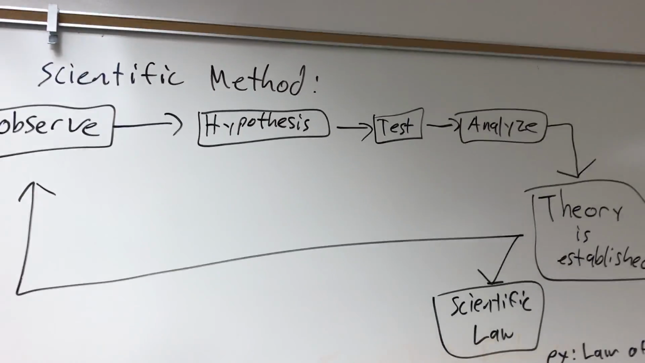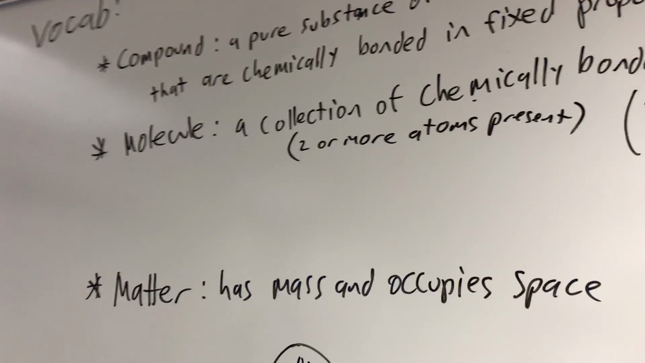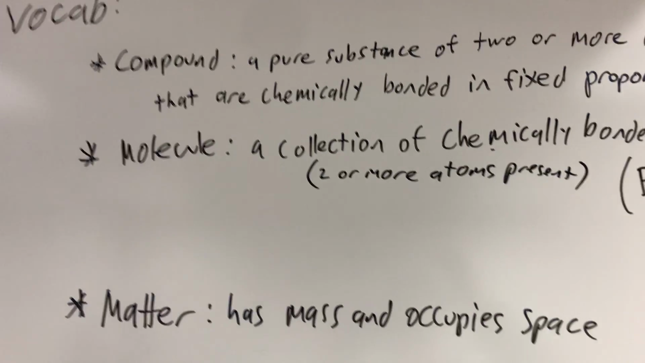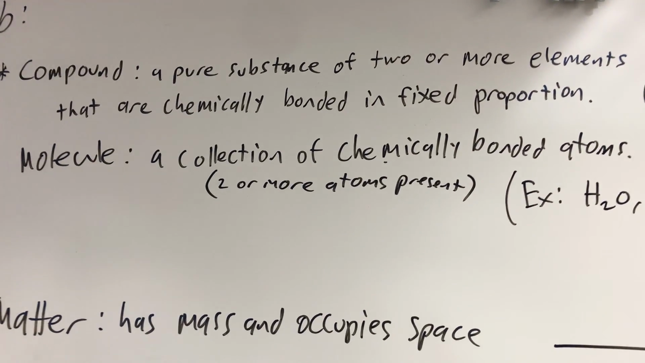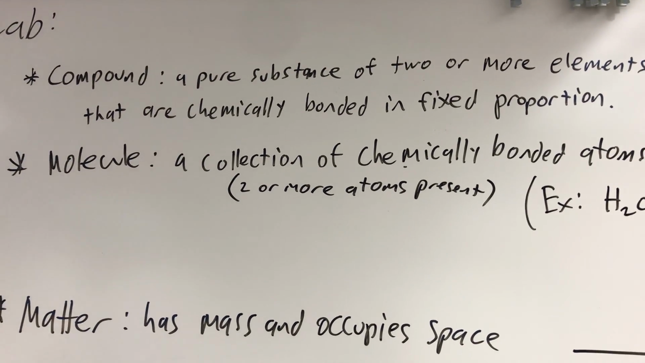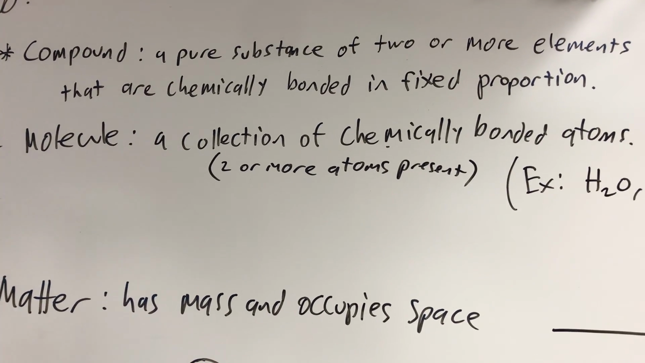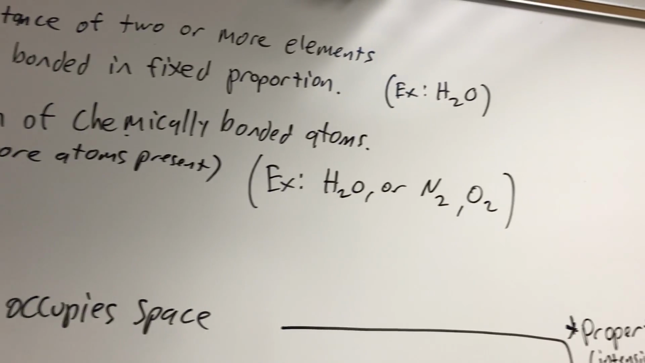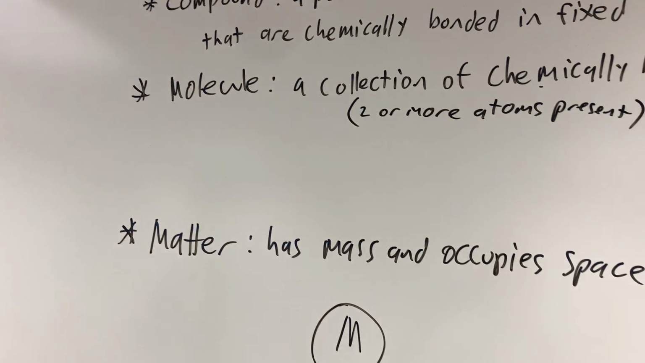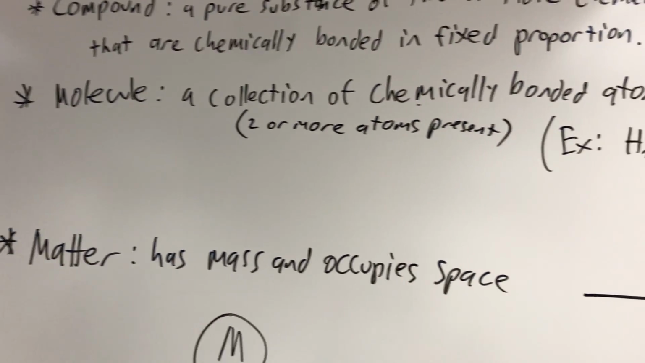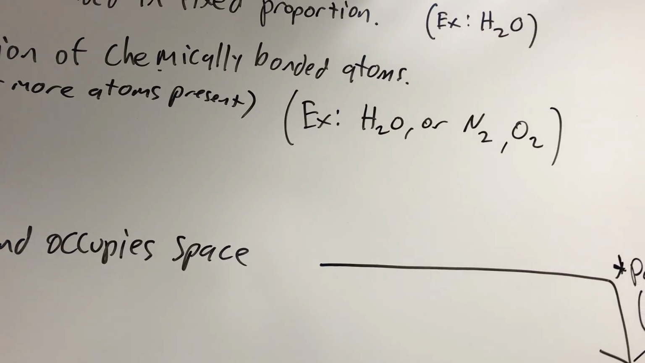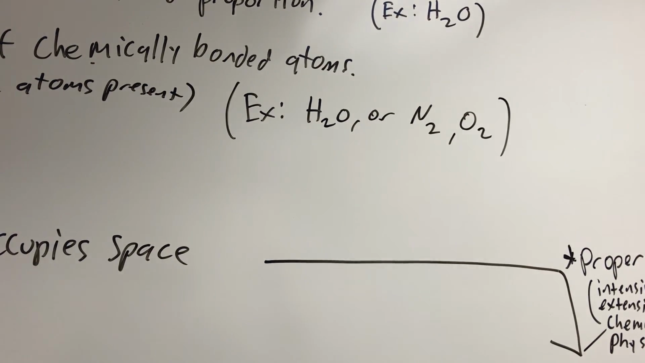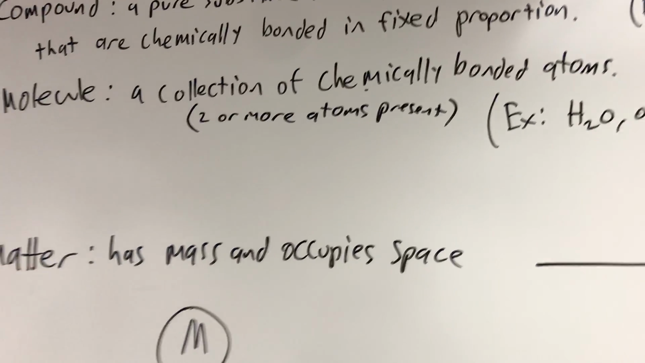Okay, so now that we've talked about the scientific method, let's go over to the basics of matter. So first, let's say the definition of a compound. A compound is a pure substance of two or more elements that are chemically bonded in fixed proportion. H2O is a good example. A molecule, though, is a collection of chemically bonded atoms, two or more, so that could be H2O or N2, O2, O3, anything you've got.